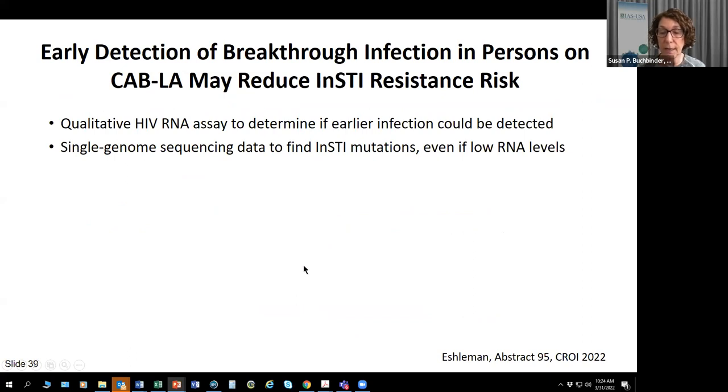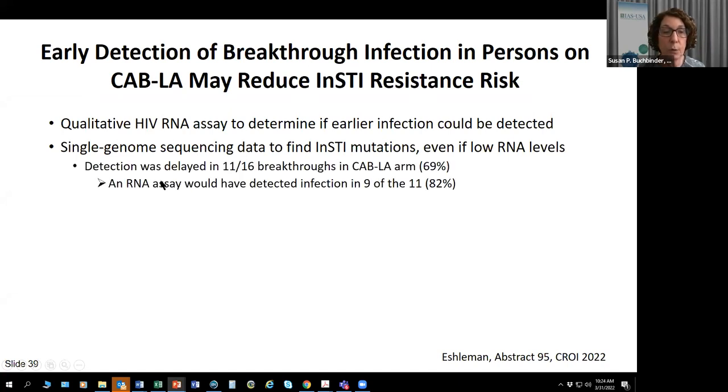This is data also presented at the study from Sue Eshelman, who did qualitative HIV RNA assays to determine if earlier infections could be detected. So they went back and tested specimens that had been stored. They also did single genome sequencing to see if they could find INSTI mutations even when people had low levels of RNA. And here's what they found.